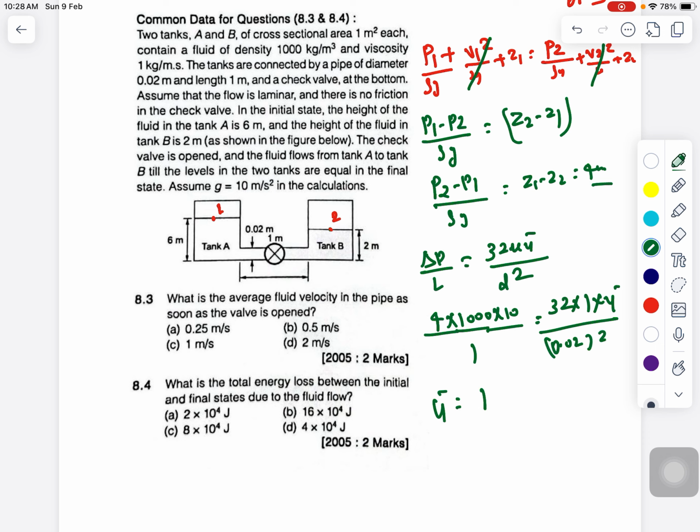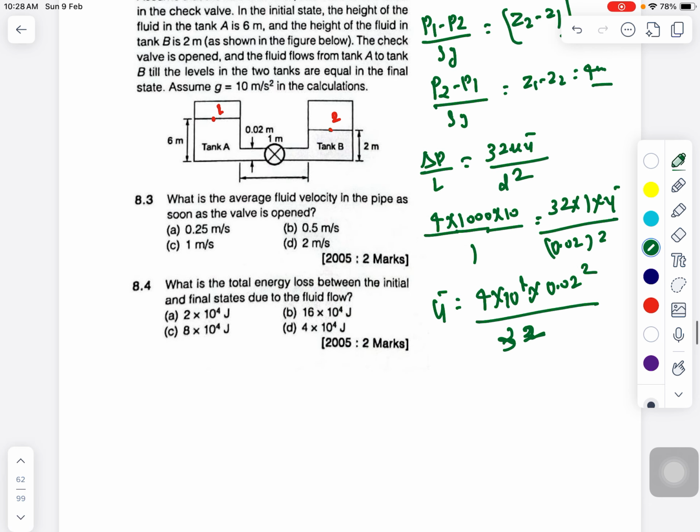So average velocity can be written as 4 into 10 to the power 4 into 0.02 whole square divided by 32. Is that clear? So from here you can see, this will get cancelled out by 2. So u bar will be equals to half, which is equals to 0.5 meter per second. So finally you will get 0.5 meter per second, first case. Second, what is the total energy loss between the initial and final state?